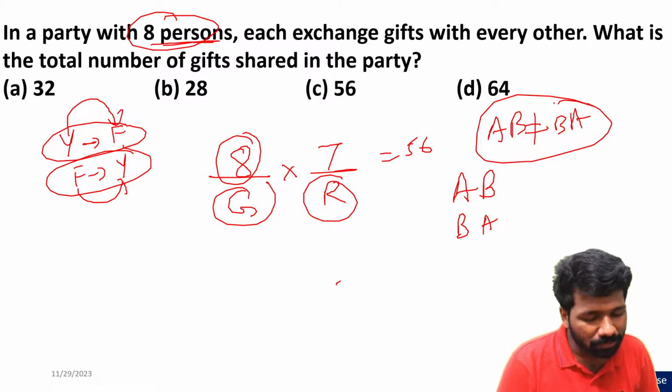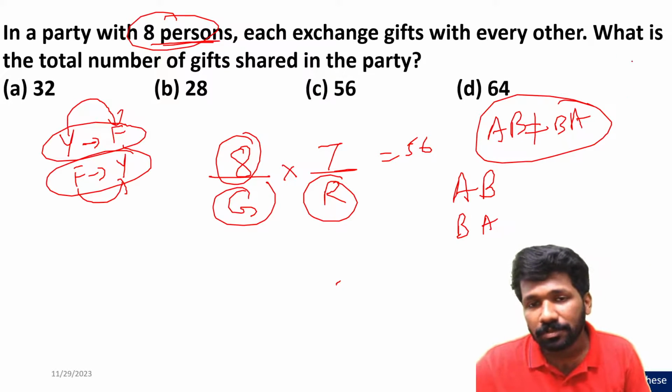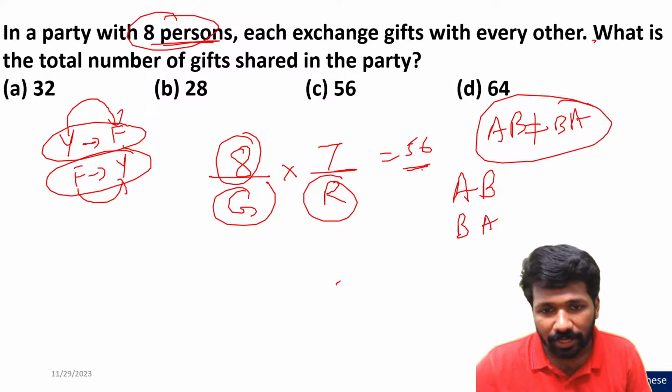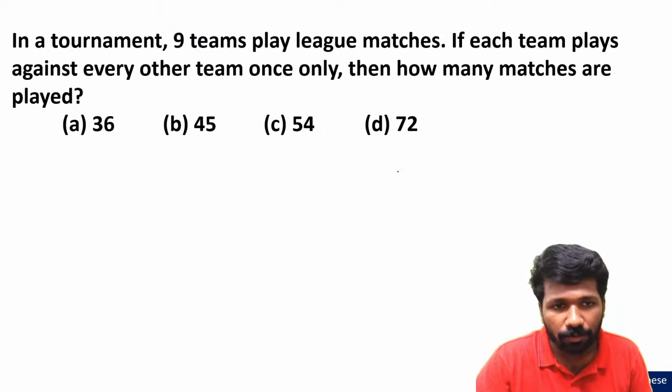Getting the point? Exactly, Kirandeep. So happy to see you, Bikash. So that is why 8 into 7, 56 is the answer. Clear? Where to divide, where not to divide? Is it clear to all of you?